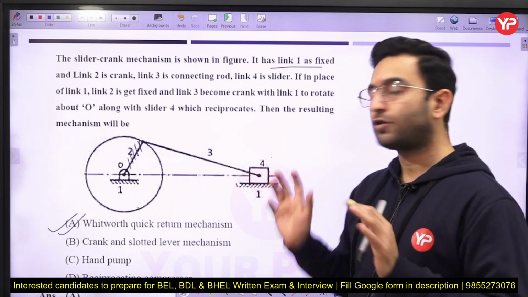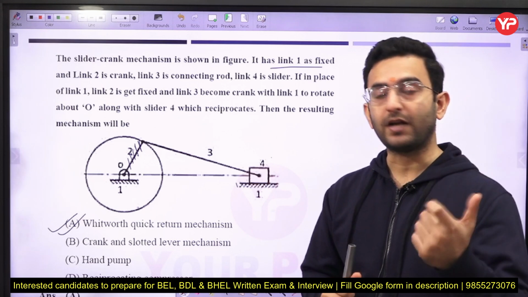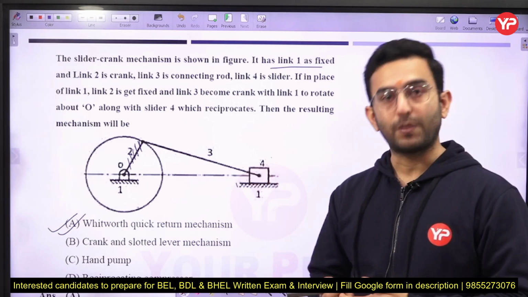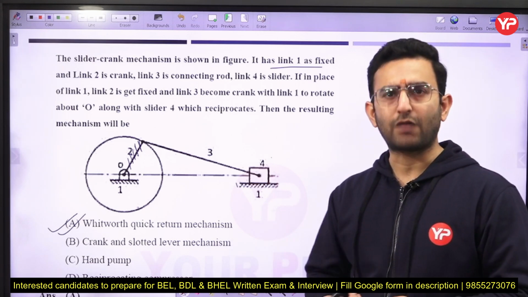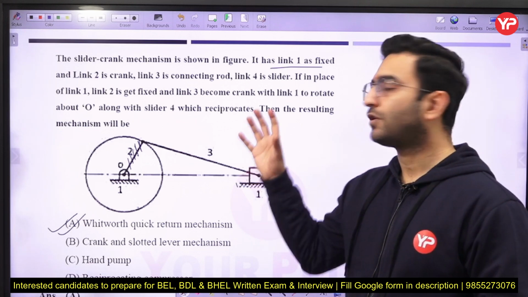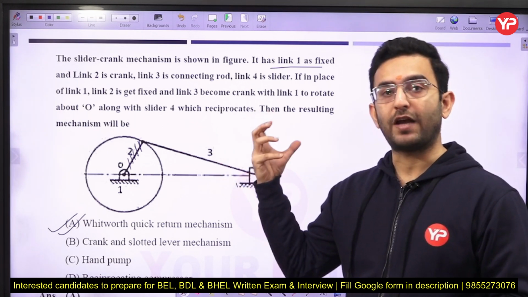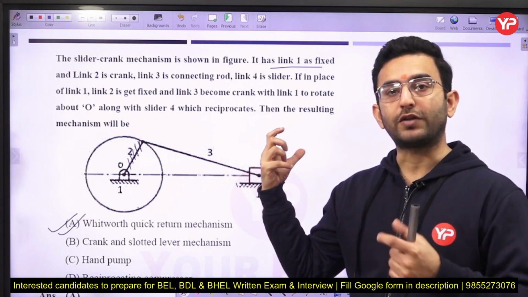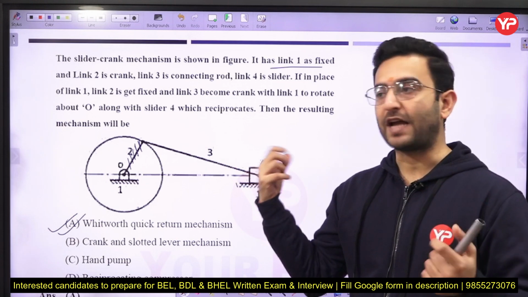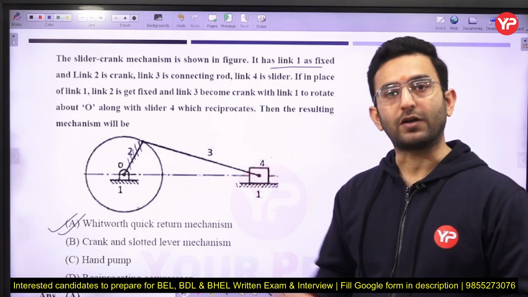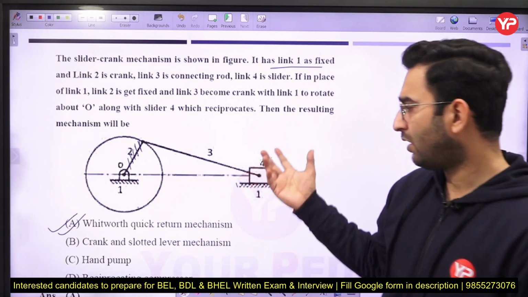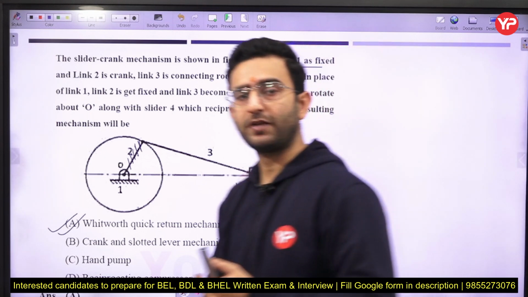One more thing, I am again repeating that don't expect a calculator to be provided to you. Maybe the calculator will be there, but in most of the numericals they are providing you assumed values so that your calculation gets simplified. That means you are not going to get a calculator there. So please make sure of that.